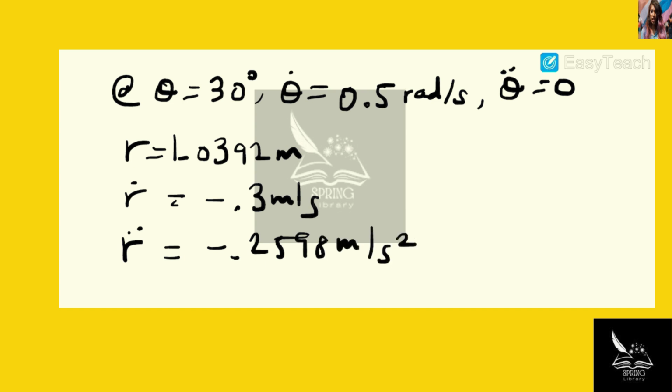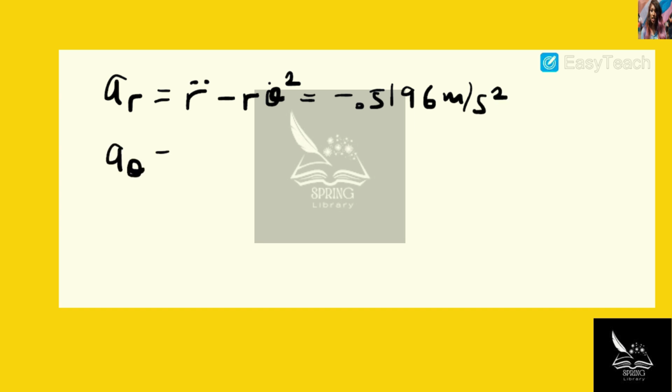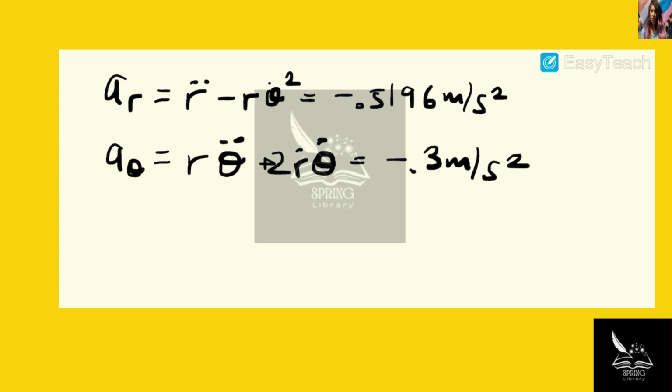Using these pieces of information with our theta dot, theta double dot, and theta, we can solve for our accelerations in the radial and theta directions. We know that a_r is equal to r double dot minus r theta dot squared, and this is equal to minus 0.5196 meters per second squared. And we know that a theta is equal to r times theta double dot plus 2 r dot theta dot, and this is equal to minus 0.3 meters per second squared.